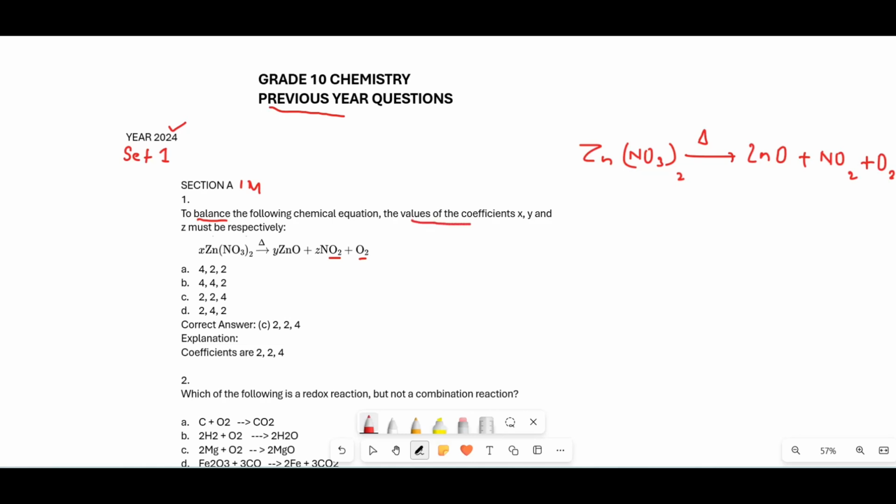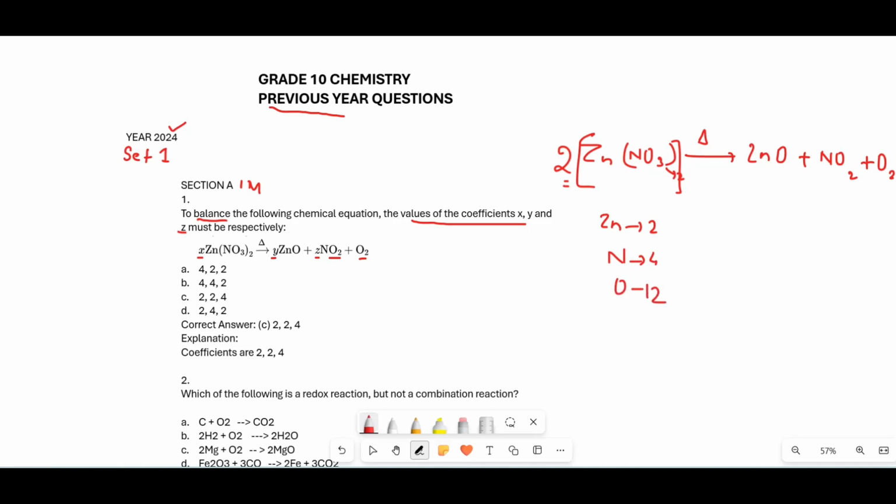So you should find the values of the coefficients x, y and z. X is for zinc nitrate, Y for zinc oxide, and Z for NO2. So if I put randomly 2 over here, 2 Zn(NO3)2, now zinc becomes 2, and in NO3 there is already 1 nitrogen, 2 here, and oxygen 3 into 2, 6. So 2 nitrogen, then this coefficient also will be coming. So 2 into 2, 4 nitrogen atoms. Nitrogen becomes 4. And what about oxygen? Oxygen 3 into 2 here, so 6 into 2, 12 oxygen atoms on this side.